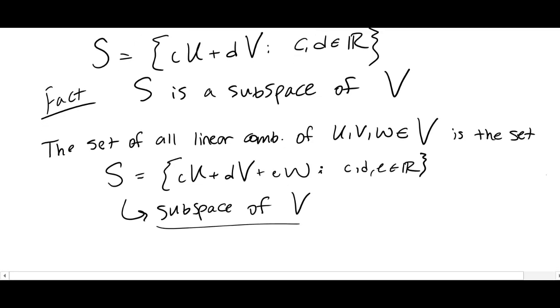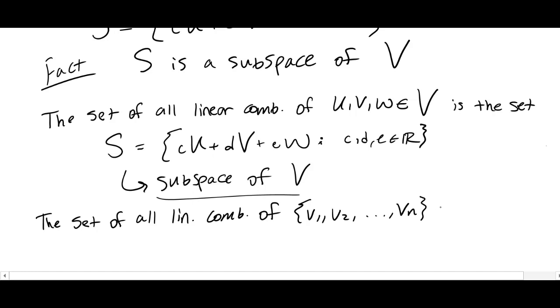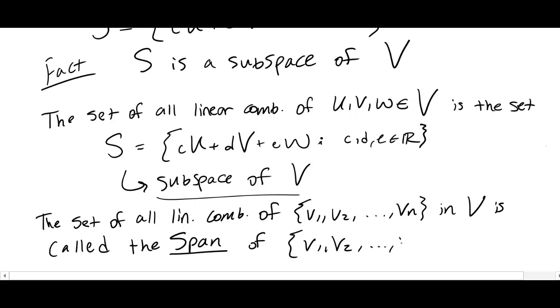So there's a name for that set of all linear combinations. In general, the set of all linear combinations of some vectors v1, v2 through vn is called the span of these vectors. So the span of vectors is always a subspace.